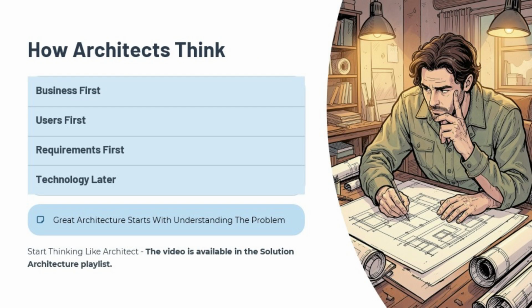This slide summarizes the mindset that separates architects from many technical professionals. Architects focus on the business first because technology exists to solve business problems. They focus on users because systems are built for people. They focus on requirements because requirements drive design decisions. Only after understanding these areas do they evaluate technology options. Azure, AWS, databases, frameworks, and programming languages are tools. Tools change over time, but the ability to understand problems and design effective solutions remains valuable throughout an architect's career. Developing this mindset is one of the most important steps in becoming a successful architect.